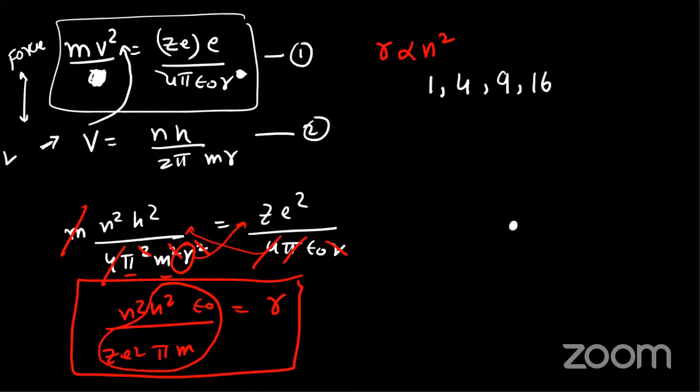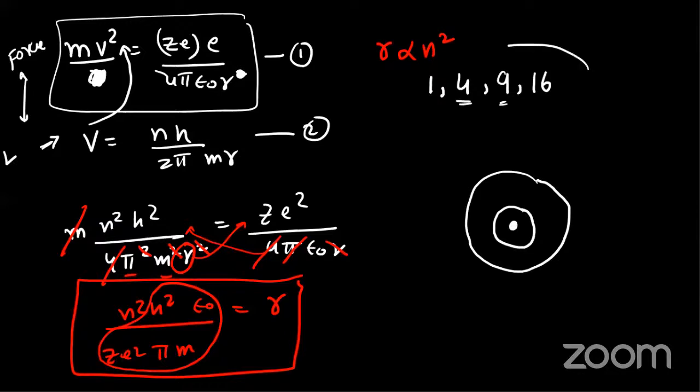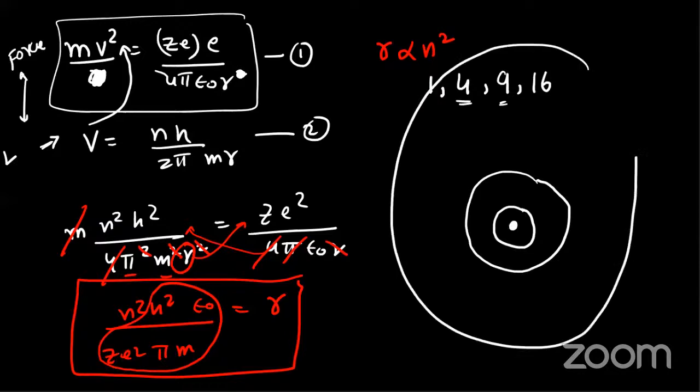So this is a nucleus. If the first orbit is at some distance, the second orbit is 4 times farther from the nucleus. The third orbit is 9 times farther, and the fourth orbit is 16 times farther. It will be very far away, 16 times farther. So I can get this idea. Are you getting the location here?